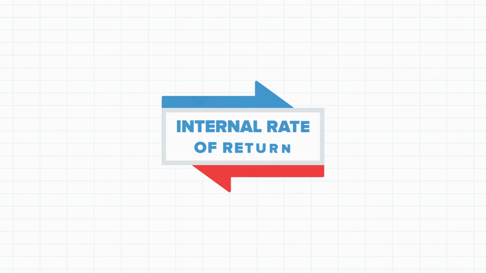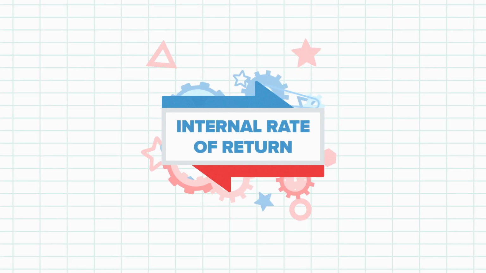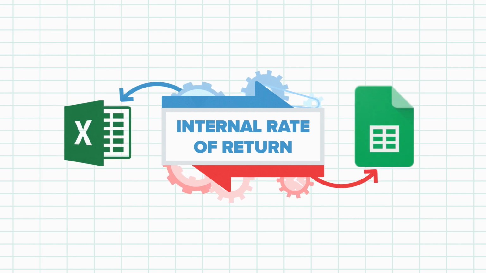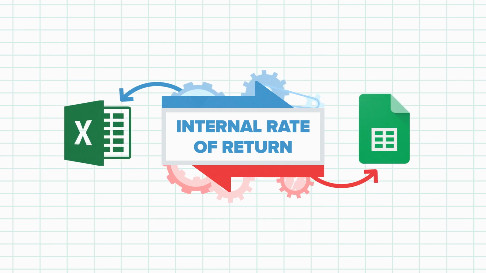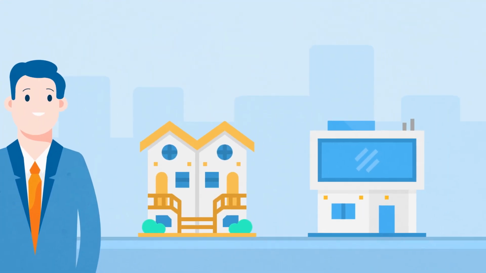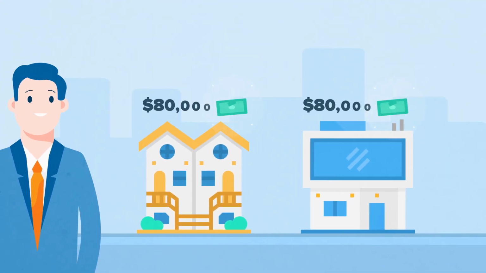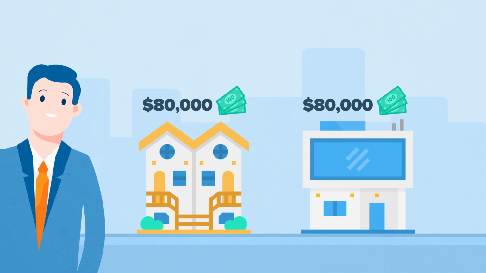When it comes to calculating the internal rate of return, the formula gets pretty complicated, but luckily there are tools out there like Excel and Google Sheets that have IRR calculators already built into them for our convenience. Going back to Bob's properties, let's say both property 1 and property 2 cost $80,000 to purchase. With property 1, Bob can start making money right away, but property 2, it's going to take 2 years of renovations before it starts turning a profit.